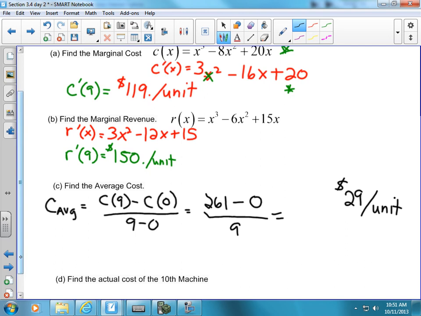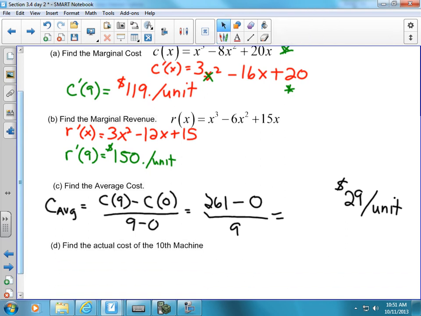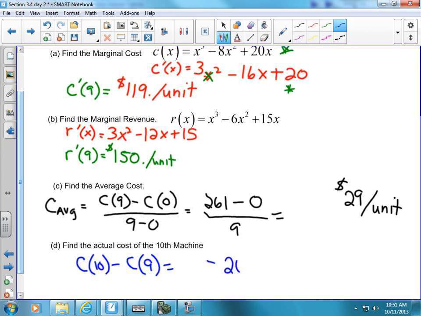Last but not least, find the actual cost of the 10th machine. This is actually easier than it looks because you take the cost of the 10th minus the cost of the first 9. Because this is how much it costs to make 10. This is how much it costs to make 9. So if you subtract them, you get your answer. And this is 400 minus 261. I need 261 because we did it before. And that equals $139 for the 10th machine.